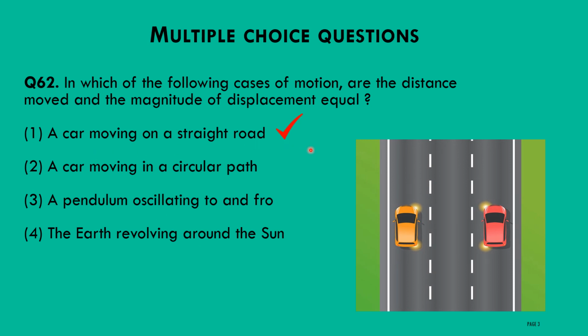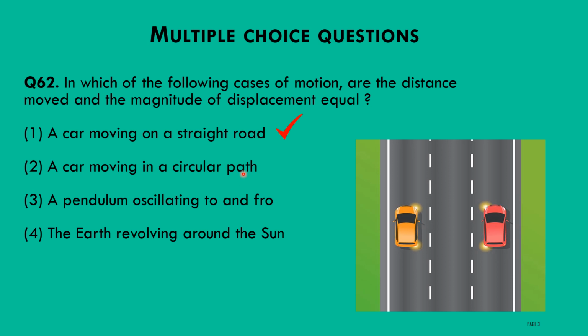Let us discuss in detail. When the car is moving in a straight line, displacement will be equal to distance covered. This type of motion we call rectilinear motion. If it is in a straight line, then that motion we call rectilinear motion. Assume the car covers 10 kilometers in 1 hour. This 10 kilometers refers to distance moved and also displacement. Therefore, the first option is the correct one.